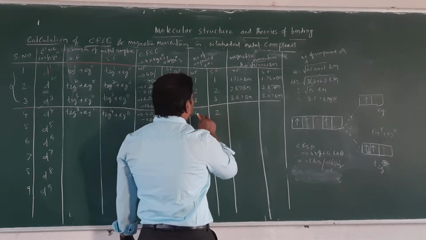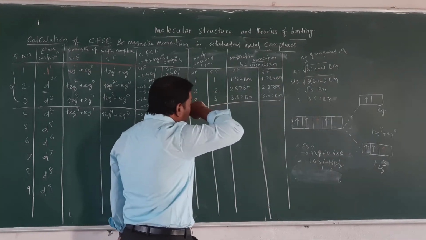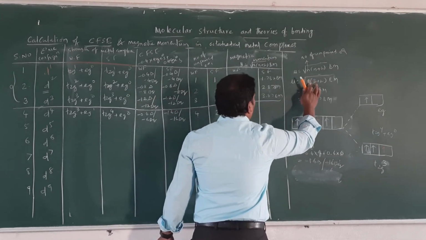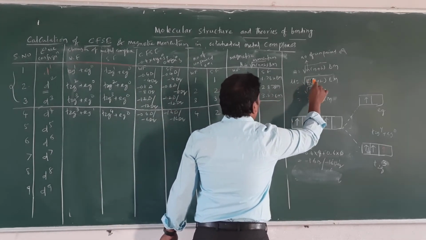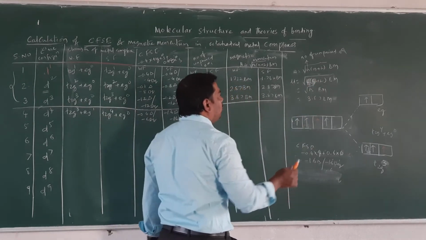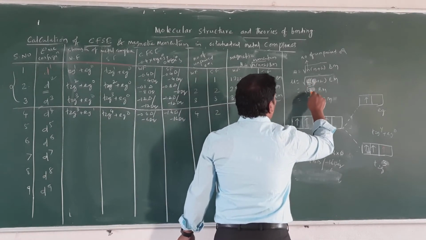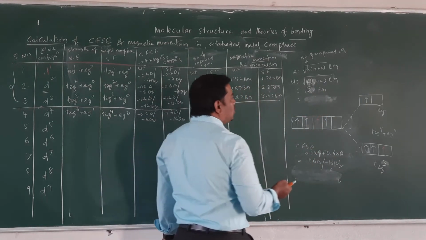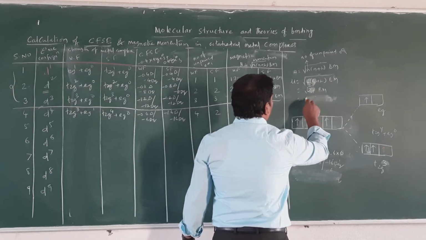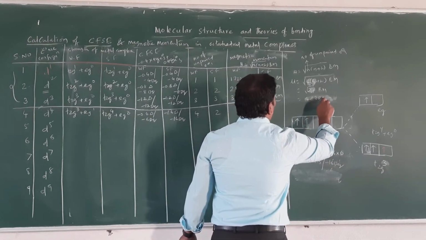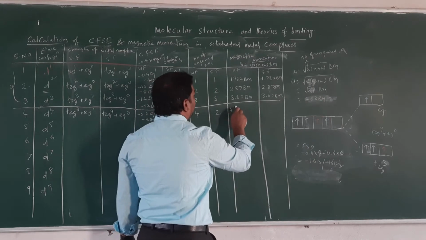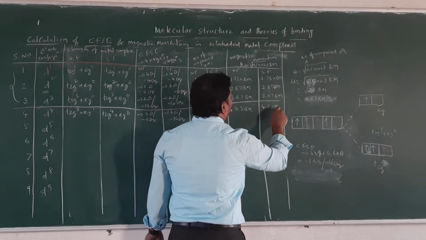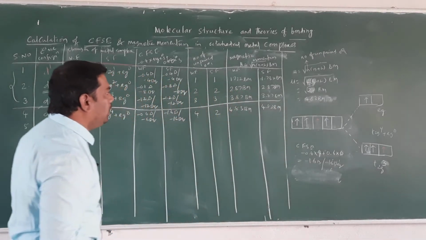So therefore here the CFSE for strong field, so d4 means nothing but 4 unpaired electrons, which means 4 into 4 plus 2. So 4 into 4 plus 2 means nothing but 6 into 4, that is equal to root 24 BM. So root 24 is nearer to the square root of 25, that is equal to 5. So therefore the value is 4.83 Bohr magnetic moment.